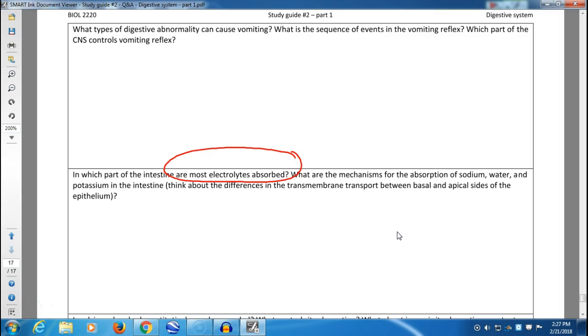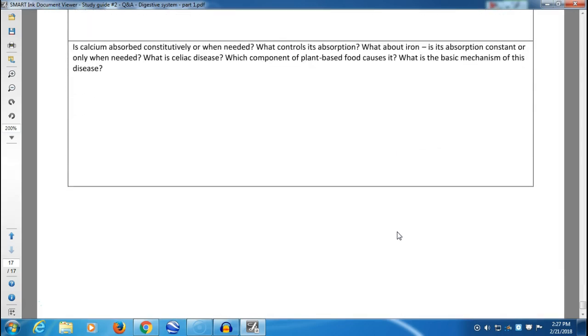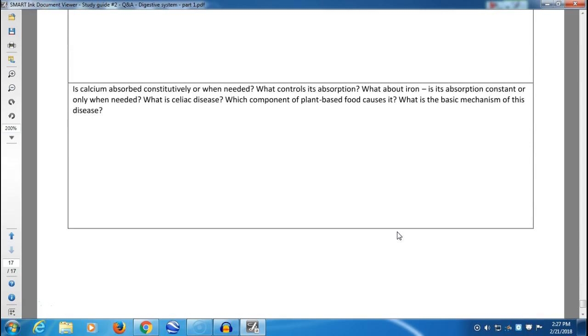Are we clear? Celiac disease: which component of plant-based food causes it? Gluten. Basic mechanism: gluten forms immune complexes, and your immune system attacks those immune complexes. Are we good? Okay.